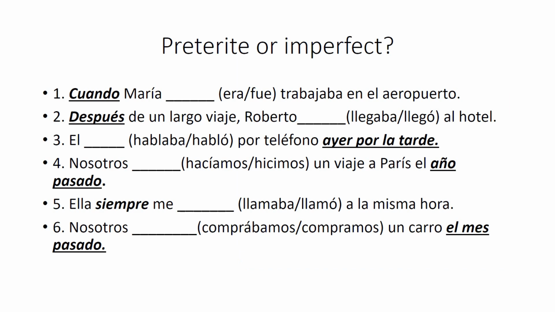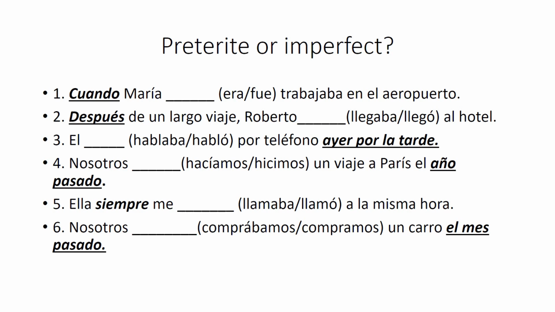It's time for a quiz. Preterite or imperfect? Please pay attention to keywords. They're already underlined, okay? Number 1. Cuando María era or fue joven, trabajaba en el aeropuerto. When Maria was young, she worked at the airport. Should I use era or fue? Imperfect or preterite? I use imperfect tense. Cuando María era joven, trabajaba en el aeropuerto.